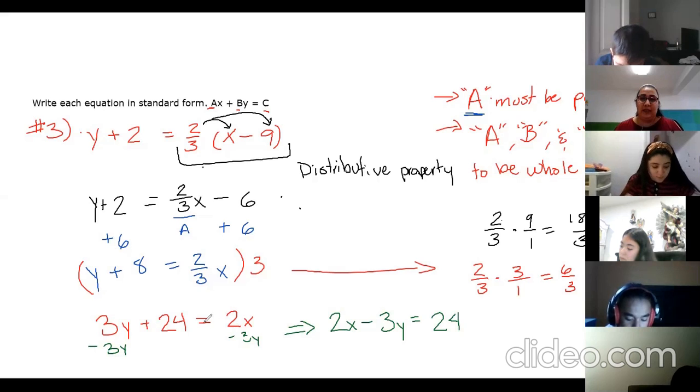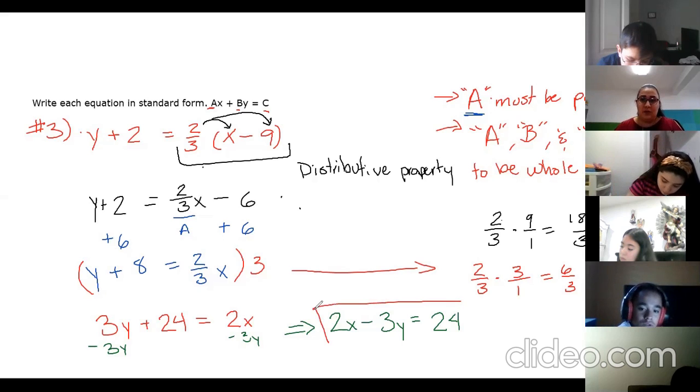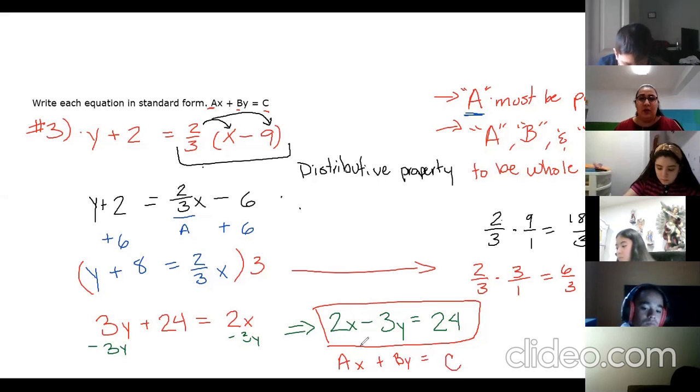Okay, the only thing that I did here was flip it. So I could have the variables x and y first, and then the c at the end. Okay, so if you notice, this equation is now in the form ax plus by is equal to c. The only difference is here the coefficient of y is negative. That's why it's a -3 instead of a +3. Okay, so this would be my final answer.